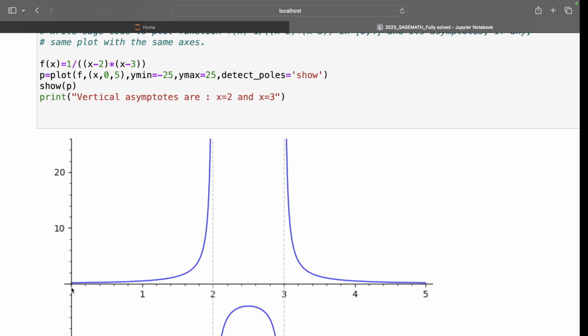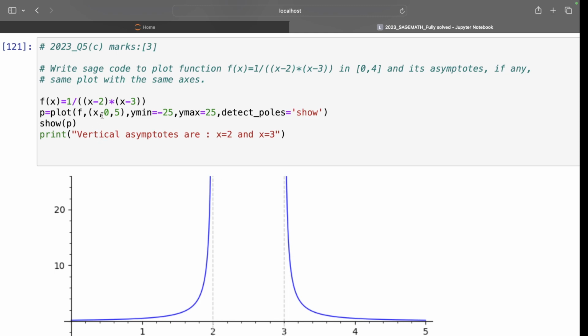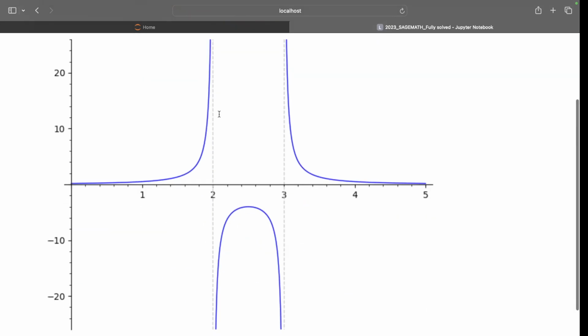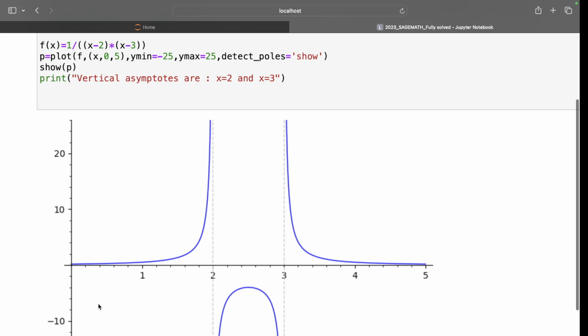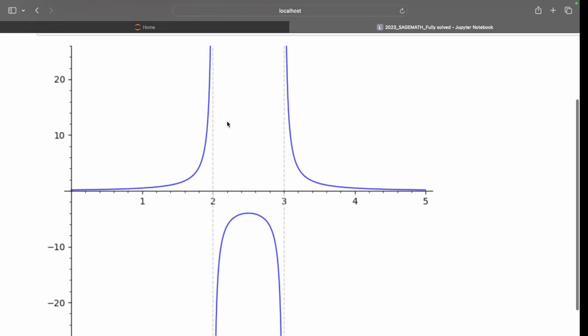Here we plot x from 0 to 5 on the x-axis. So we write first bracket x comma 0 to 5, comma y minimum -25, y maximum 25. Here y minimum -25 and y maximum +25 are the y-axis limits. Then comma, detect underscore poles equal to single quote so. Actually this is to find the asymptote. Then p, and this is the beautiful picture. The dotted line is the asymptotes of this curve.